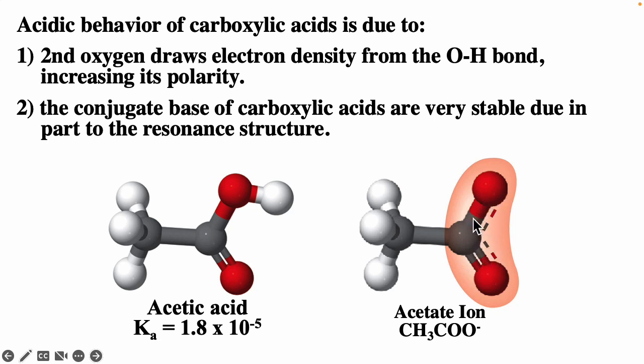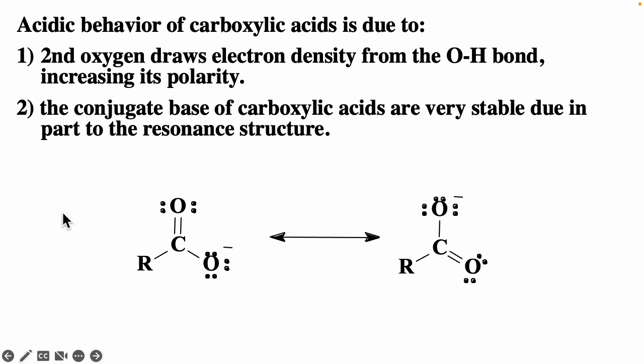And so again, the more stable the conjugate base, the stronger the acid. One reason carboxylic acids are acidic is because their conjugate bases are a little bit more stable. The second oxygen also weakens that OH bond, which makes the carboxylic acids acidic. And so there are 2 reasons for carboxylic acids to be acidic. And so again, for the conjugate base, you can put the double bond here, or you can put the double bond there.